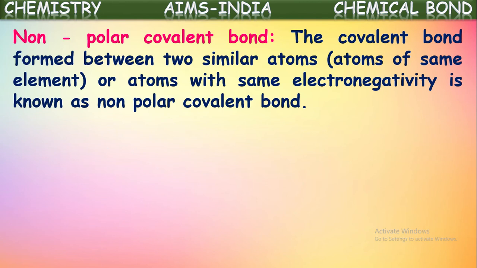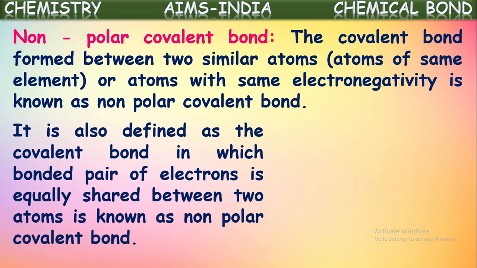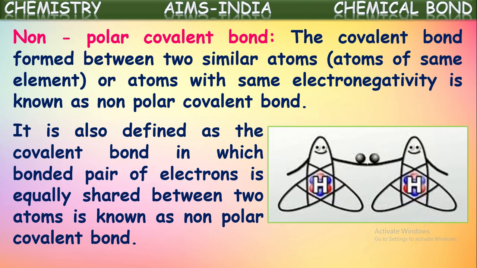First, one of the kinds of those bonds is the non-polar covalent bond. The covalent bond between two similar atoms, or atoms with the same electronegativity, is known as a non-polar covalent bond. It is also defined as the covalent bond in which the bonded pair of electrons is equally shared between the two atoms. In covalent bond formation, each atom contributes one electron, and both atoms share this pair of electrons, and hence a covalent bond is formed. If the shared pair of electrons is equally shared between the two atoms, then the covalent bond formed is called a non-polar covalent bond.